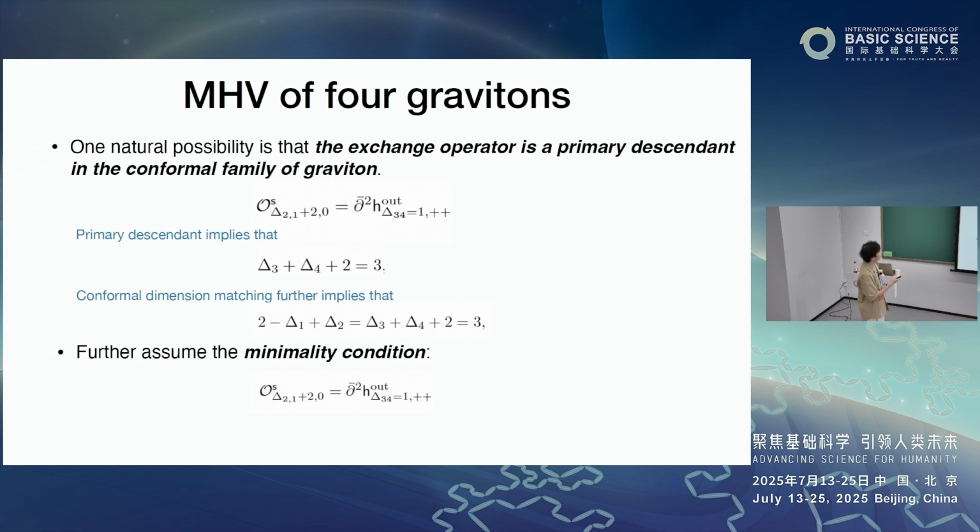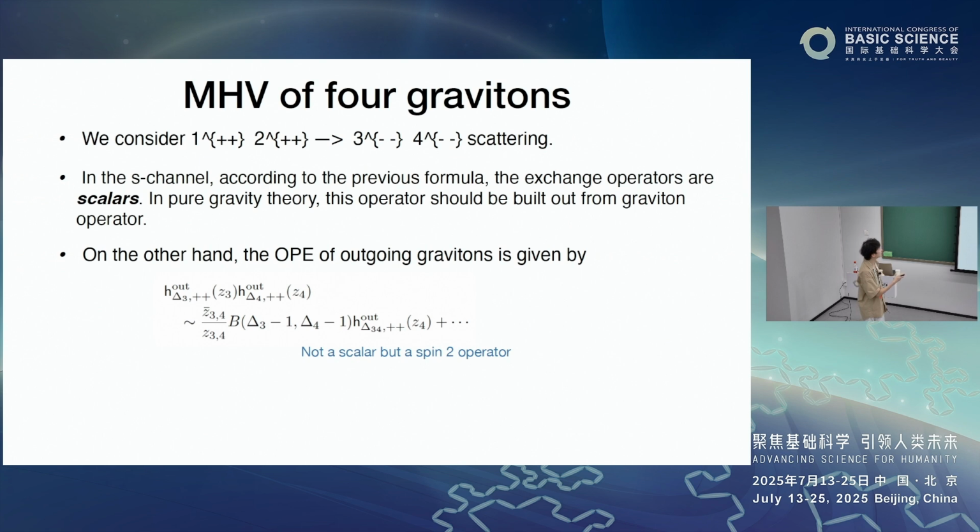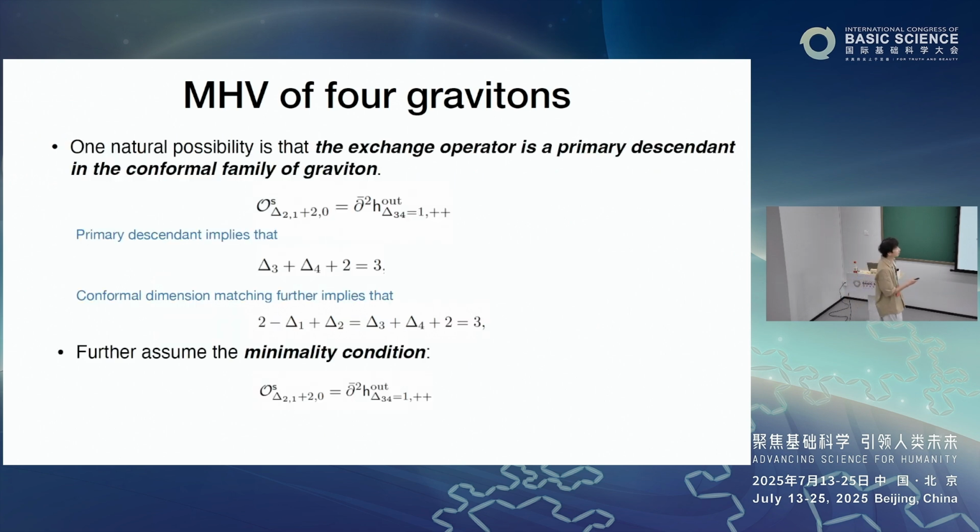One natural possibility is that the exchange operator is a primary descendant in the transformer family of gravity. So first, because we consider the pure gravity theory, we should believe that, maybe not just believe that, the exchange operator should be built out from this H. Okay, and now we want to get a scalar. In the transformer family, there is a scalar, which is partial bar square acting on the H++. This is actually a scalar.